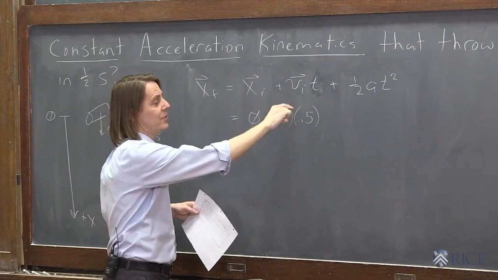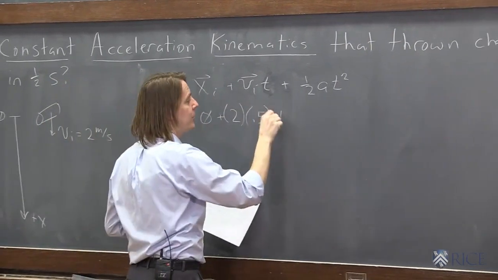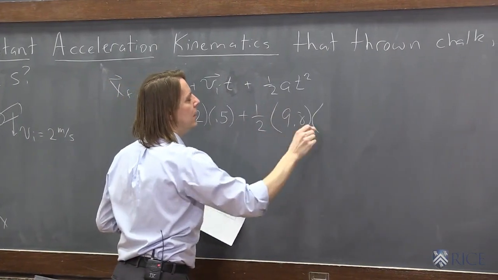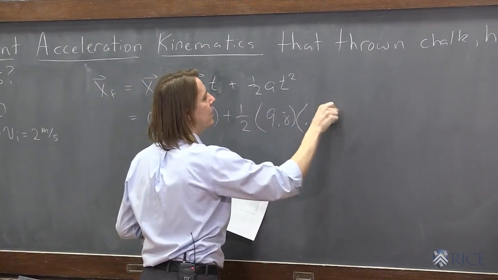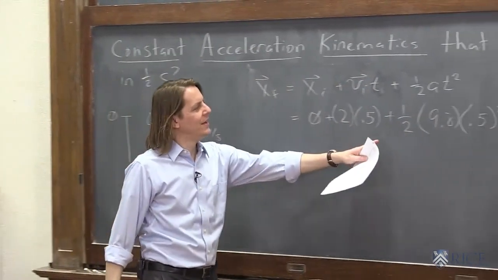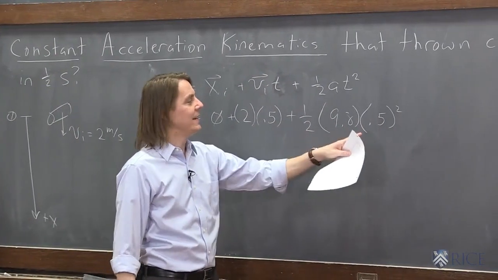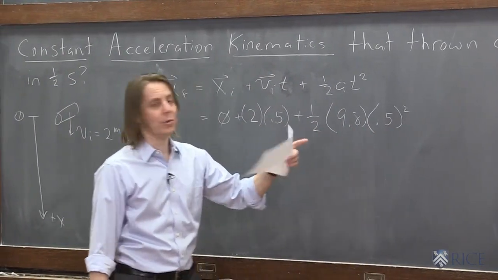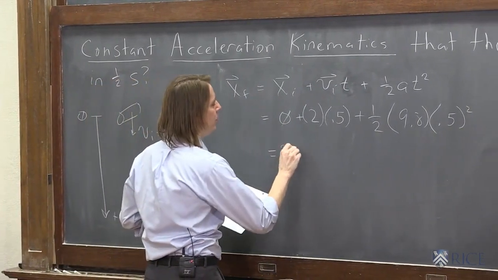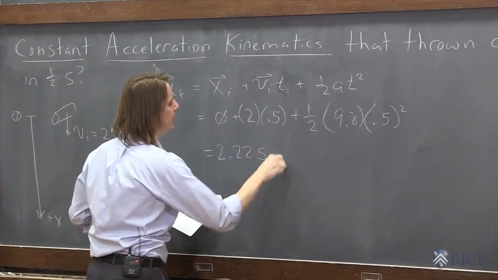So the initial velocity is going to make it go a meter. But then it's also accelerating down at 9.8 and then 0.5 seconds squared. So you just plug in your numbers, right? This is about 1/8 of 10, which is about 1.25. So you add these together, and sure enough, the exact number is 2.225 meters.